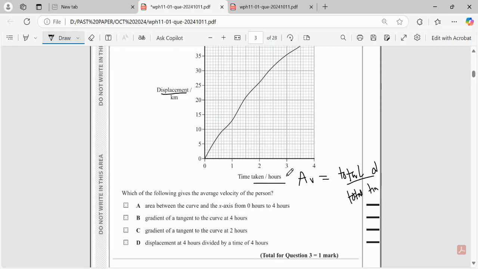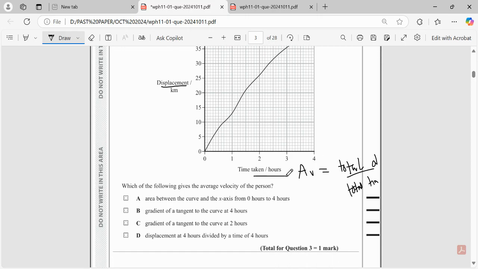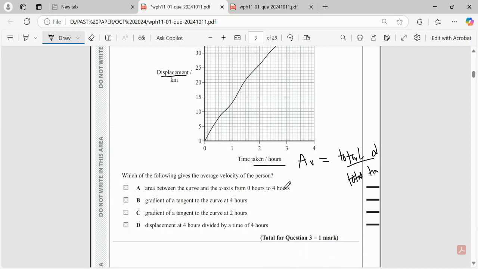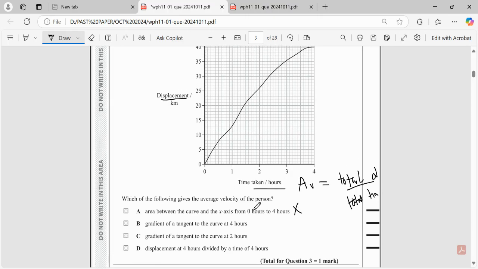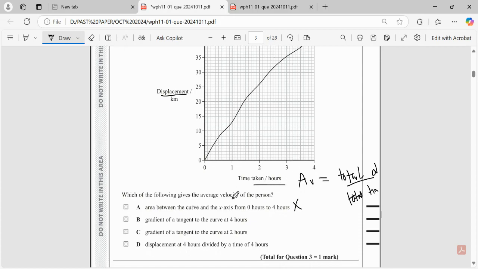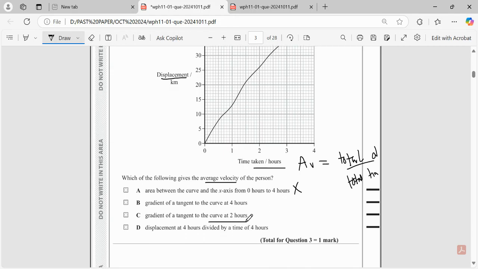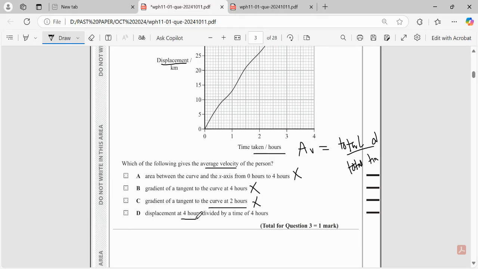Which of the options will give the answer for this part? Area under the curve, so area won't give the velocity. So option A is wrong. Gradient of a tangent to the curve at 4 hours. You can draw a tangent here, but the question says average velocity. A tangent is for a particular point, or instantaneous velocity, so this also can't be. The only option is total displacement divided by the total time of 4 hours. So the correct answer is D. That's the answer for question number 3.